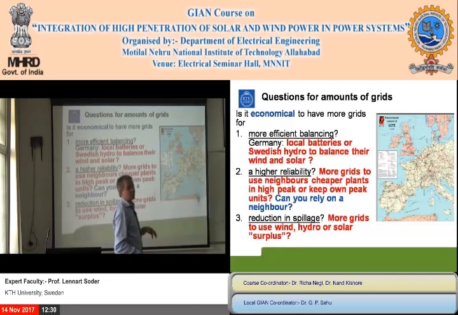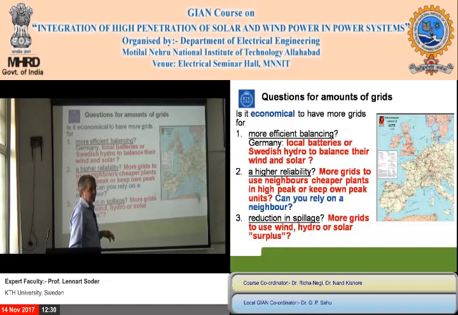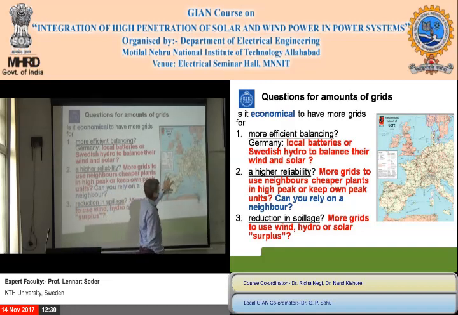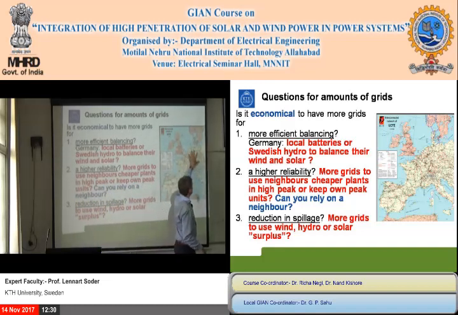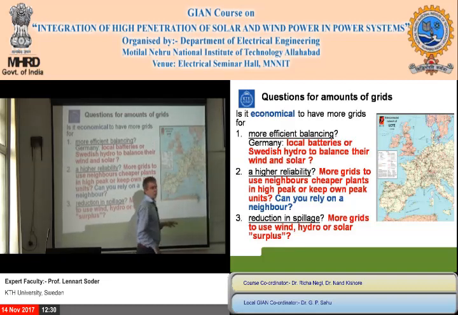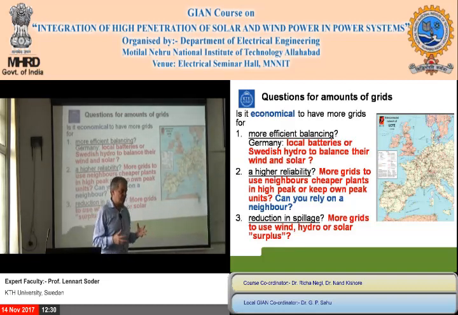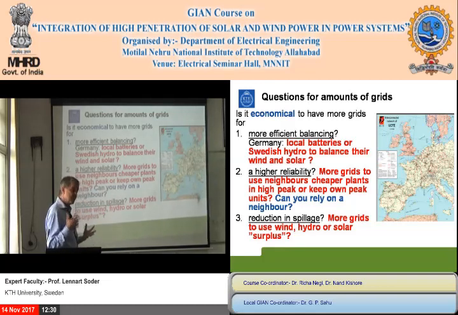This means that for wind power integration, transmission is very interesting. Sometimes it's windy here, then you can export. Sometimes it's windy there, you can export. So the solution for wind is very much transmission. It helps wind power integration very much to have more transmission, and that is very much discussed currently in Europe.